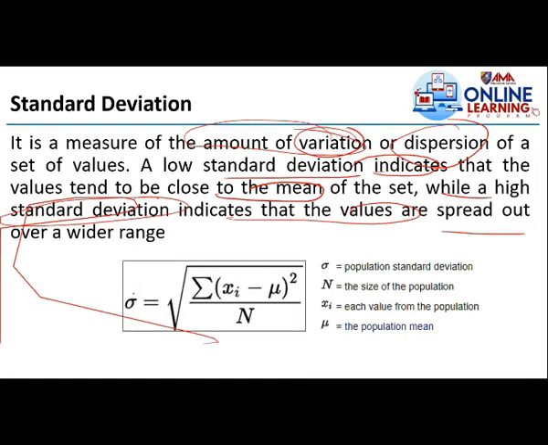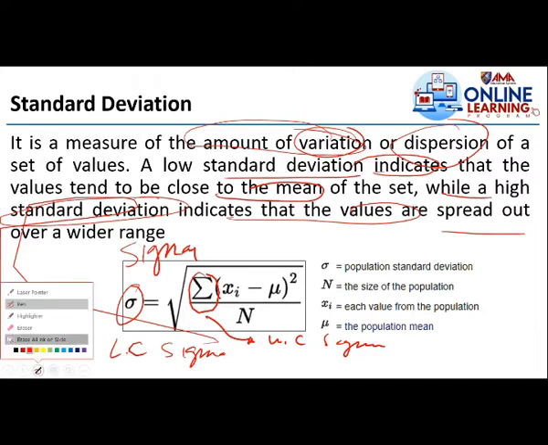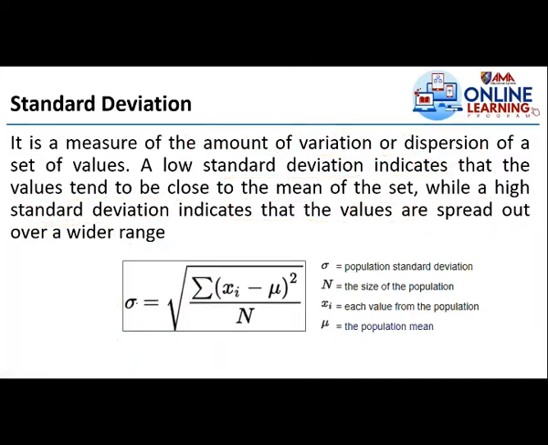Okay, so this is a lowercase sigma, uppercase sigma, the Greek letter sigma. This is the formula for standard deviation. Standard deviation, sigma, is equal to the square root of the summation of x sub i minus mu, squared, over n. Okay?